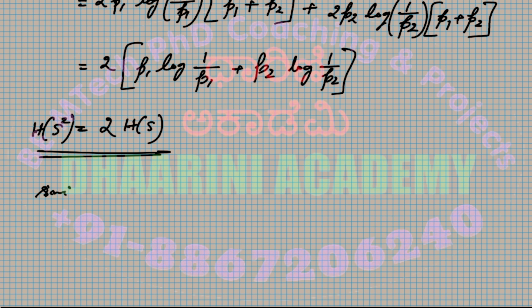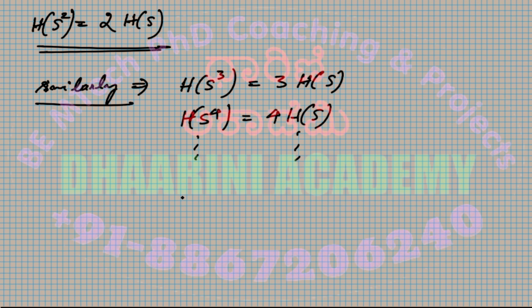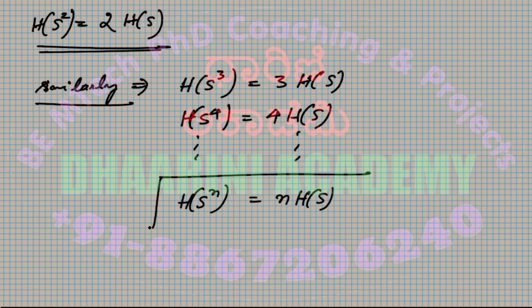Similarly, we can also prove, h of s cube will be 3 times the h of s. So already you know the h of s, simply multiply by 3 to get the answer, right? H of the fourth extension will be 4 times h of s and so on. So in general, we can definitely write h of s to the power n, nth extension is going to give you n times h of s as the answer. So nth extension will definitely generate this as the answer.